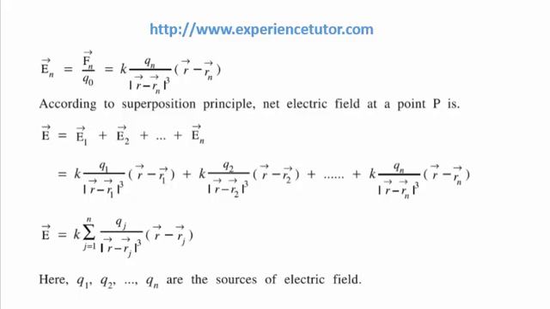E we can write as K sigma i equal to 1 to n, Qi upon modulus of R minus Ri to the power 3 into vector R minus Ri. Here Q1, Q2, Qn are the source of electric field.